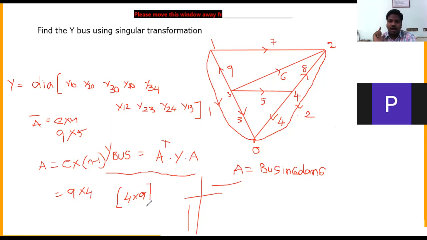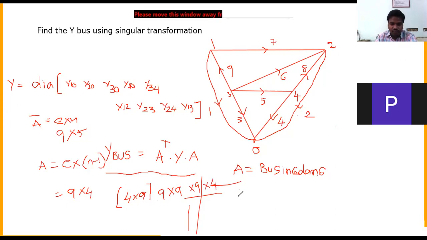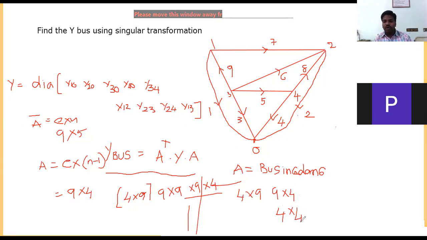You people are very much familiar with the concepts of matrices. If you want to multiply two matrices, then definitely the columns of the first matrix must be equal to the rows of the second. Now what is the size of Y? The size of Y is 9 by 9. What is the size of A? The size of A is 9 by 4. So if you multiply 4 by 9 with 9 by 9, you will get 4 by 9. Later, if you multiply 4 by 9 with 9 by 4, you will get a 4 by 4 matrix. So the size of the final answer, Y bus, is equal to 4 by 4.